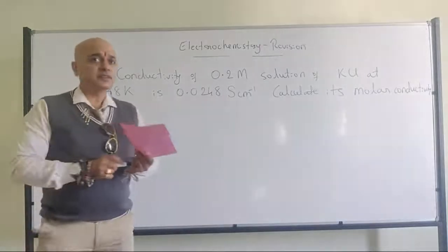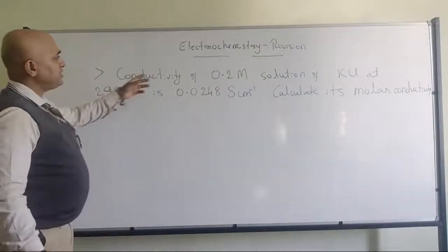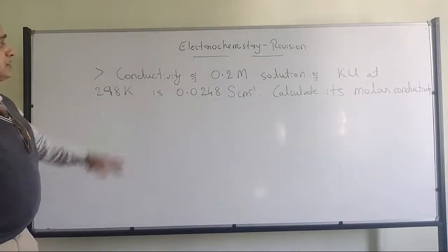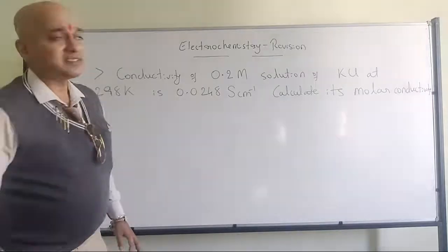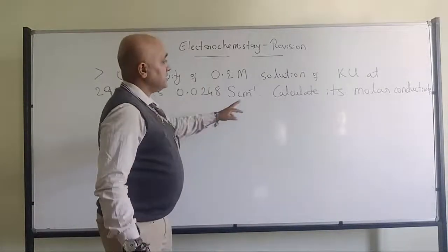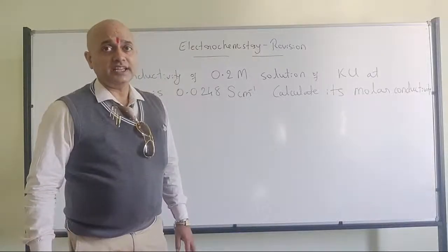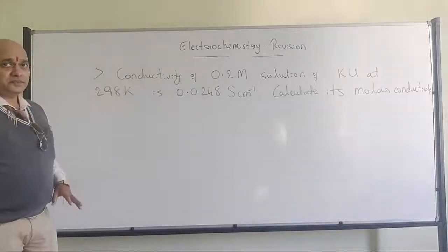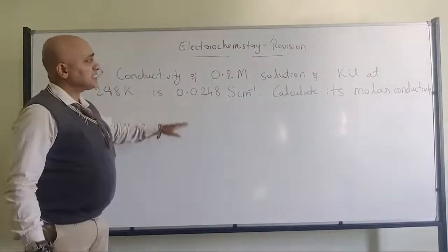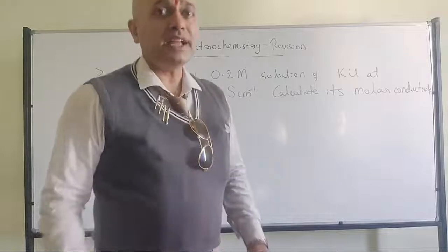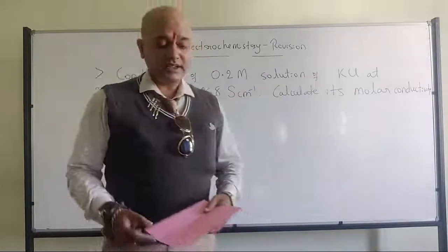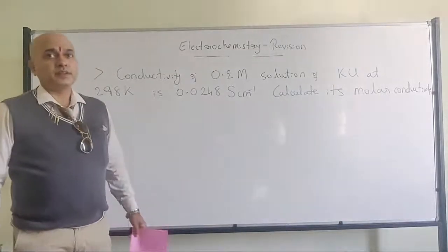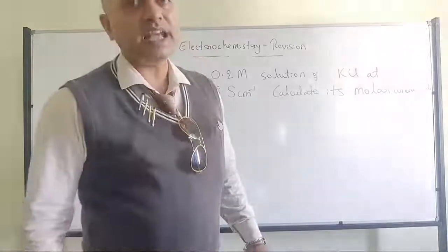So what have they given? The conductivity of a 0.2 molar solution of KCl at 298 Kelvin is 0.0248 Siemens per centimeter. Calculate the molar conductivity. It will be a 2 marks problem. It can be asked. They have given the concentration and the conductivity also. We have to calculate molar conductivity. Conductivity, or specific conductivity, they have given.